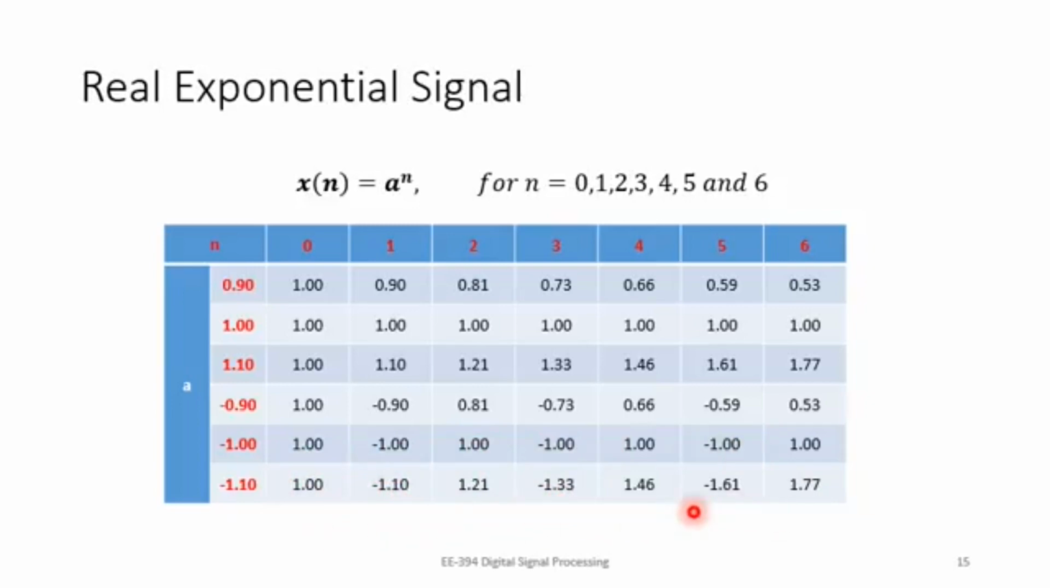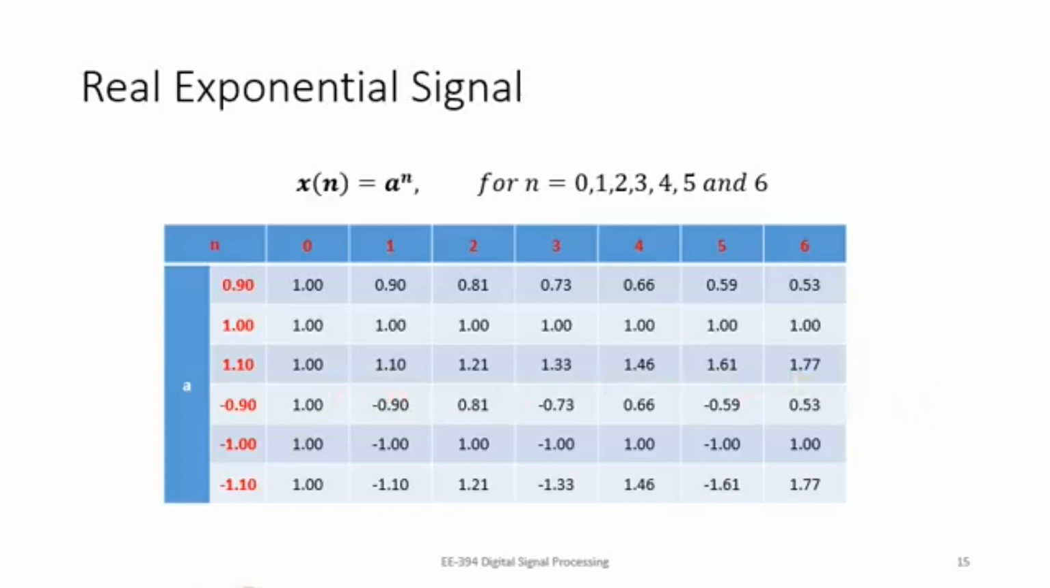It's diverging. So what we see here from this example is that as long as the magnitude of a is less than 1, we will be generating a converging exponential signal, whether in the positive direction or in the negative direction. But as soon as the magnitude of a goes beyond 1, we start to see the exponential diverging signals.